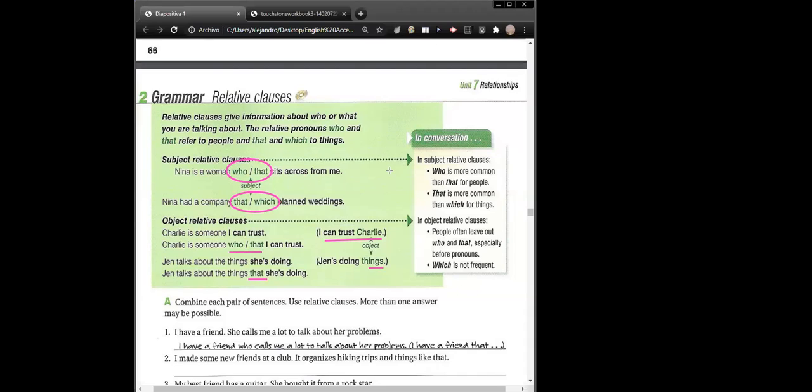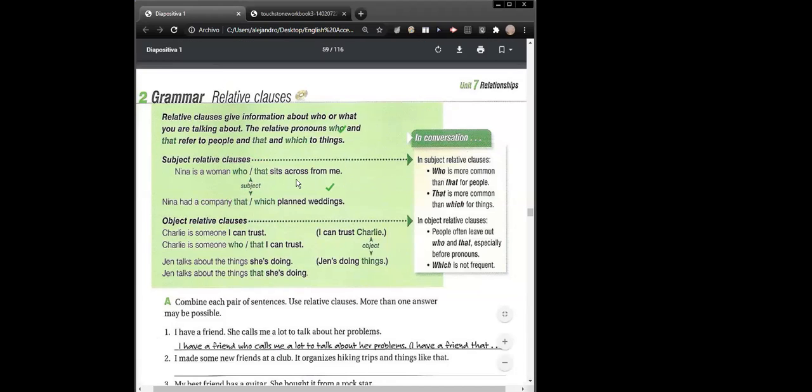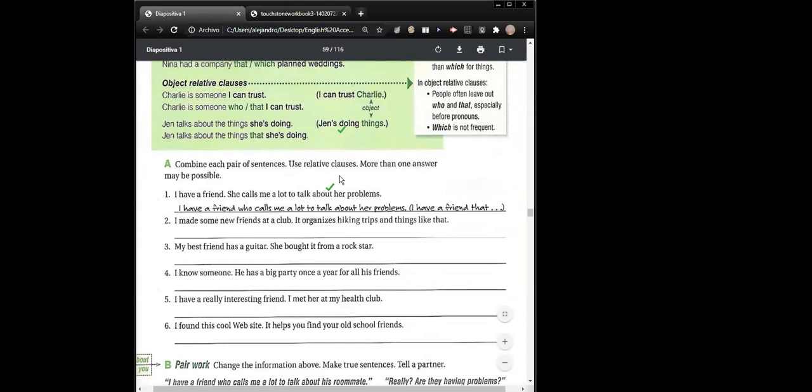People often leave out who and that specifically before pronouns, which is not frequent. So what basically, guys, what the book is saying is that this is more common than this, okay? Than the second sentence. This is more common, okay? This is not common, okay? And which is not frequent, okay? You can use that, but not which, okay? So, guys, taking all this information, all right? Look at exercise A, yes? Come on. Look at exercise A, and what I'm going to need is that you combine each sentence and use a relative clause. So more than one answer may be possible, right?